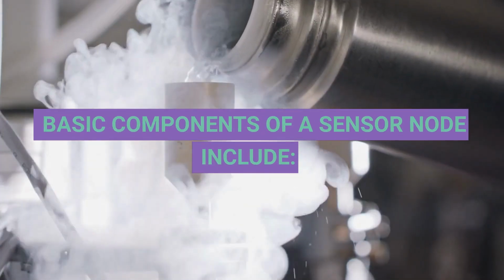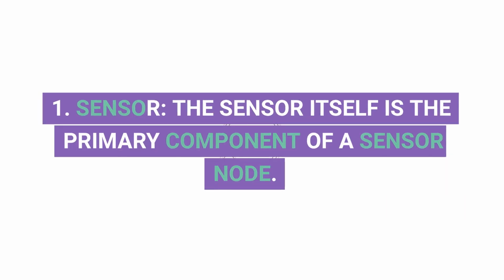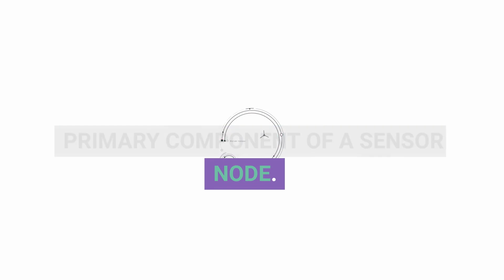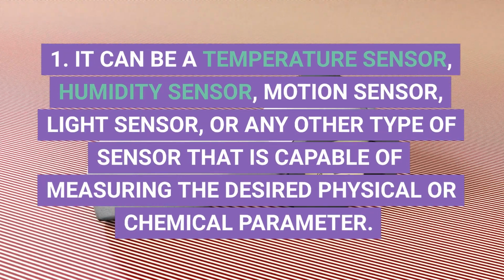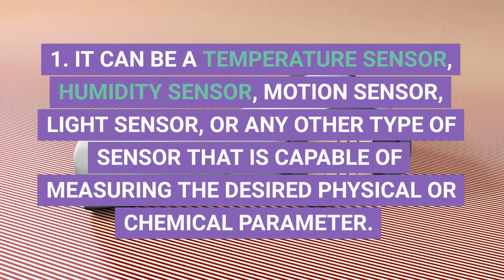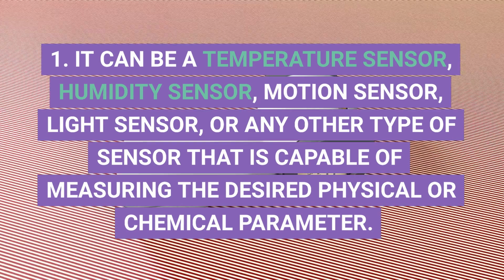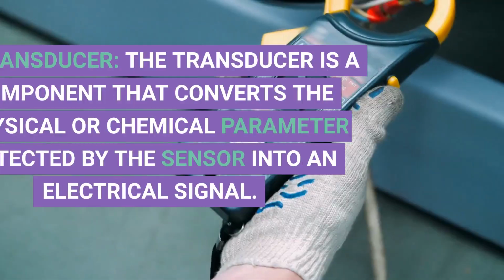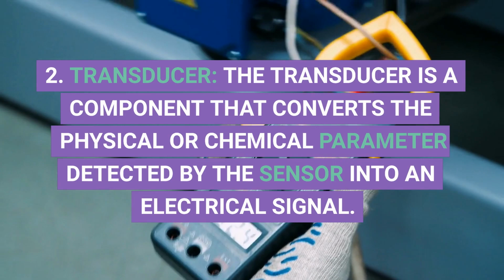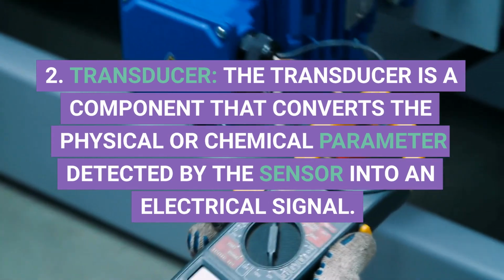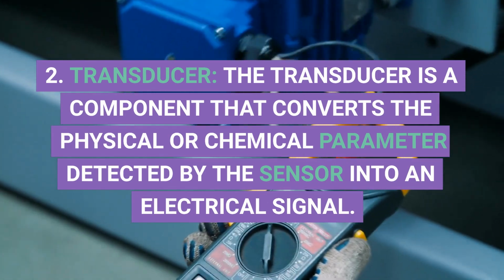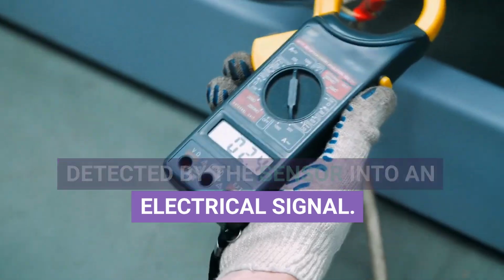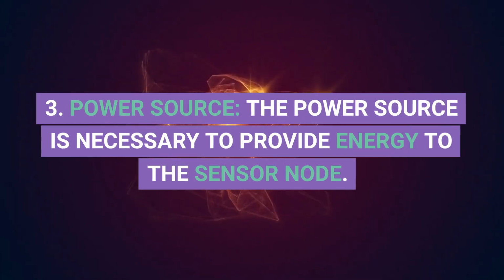Basic components of a sensor node include: 1. Sensor. The sensor itself is the primary component of a sensor node. It can be a temperature sensor, humidity sensor, motion sensor, light sensor, or any other type of sensor that is capable of measuring the desired physical or chemical parameter. 2. Transducer. The transducer is a component that converts the physical or chemical parameter detected by the sensor into an electrical signal.